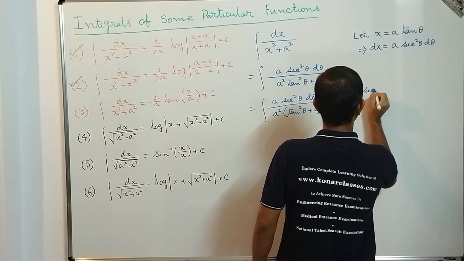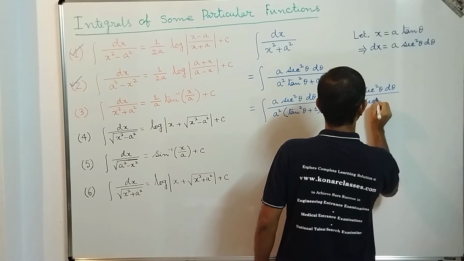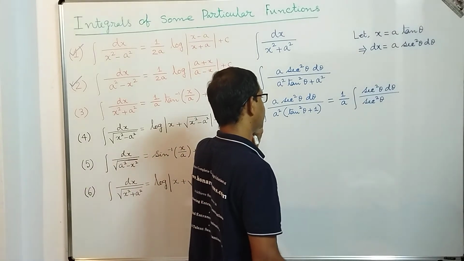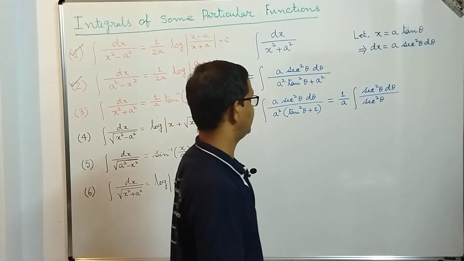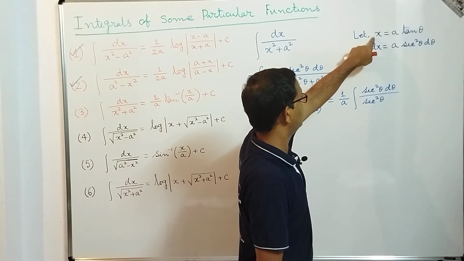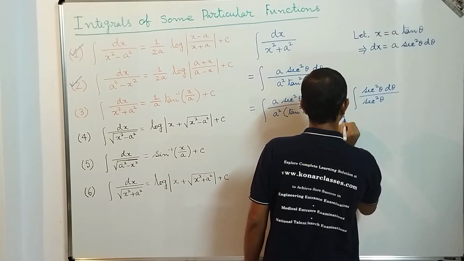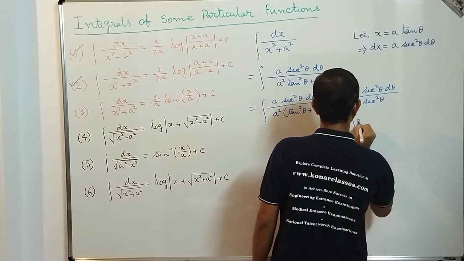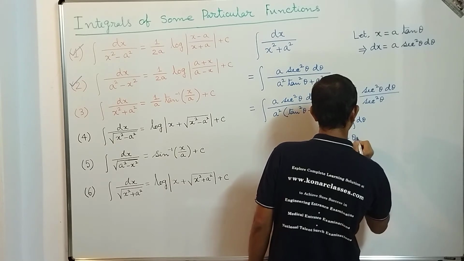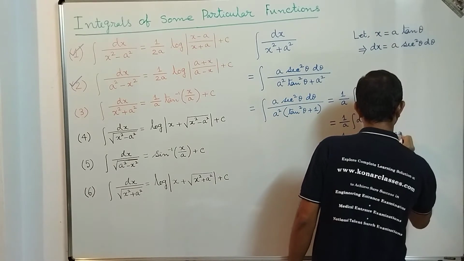Then what we get? Integration sec square theta d theta divided by 1 plus tan square theta, which is equal to sec square theta. Now that sec square theta in the numerator and denominator get cancelled because it is not equal to 0. Why is it not equal to 0? Because if sec theta is equal to 0, then this substitution doesn't make sense. So hence it is not equal to 0. So what are we going to get? 1 by a into integration d theta. So that is equal to 1 by a integration of d theta, which is nothing but theta plus c, where c is the constant of integration.